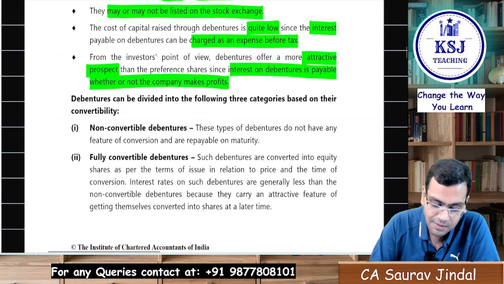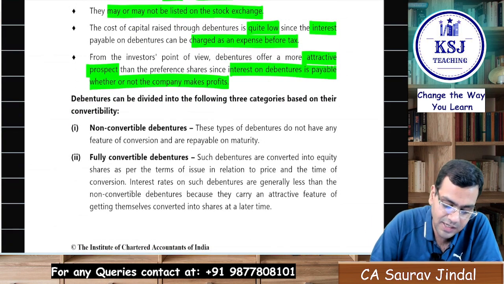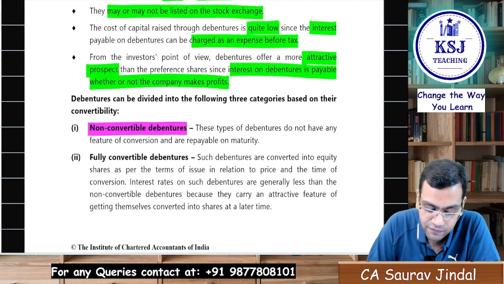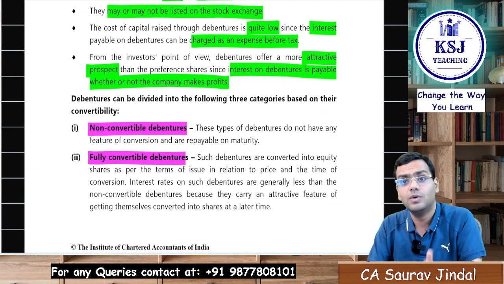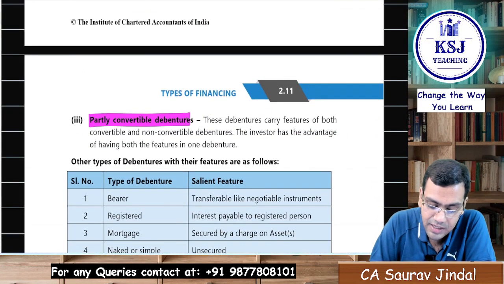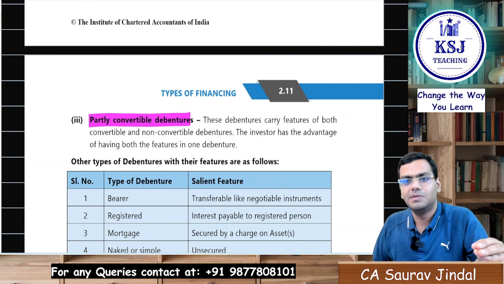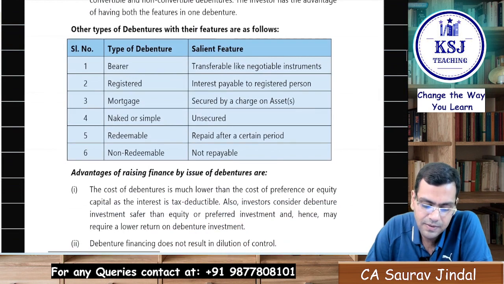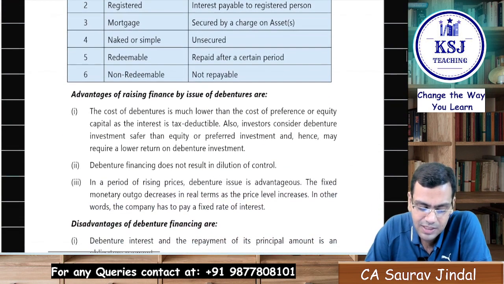So debentures can be non-convertible debentures, that is the debentures which cannot be converted into equity shares or anything. Fully convertible, which can be converted into equity shares after a specified period, and partly convertible, that some part of the debentures can be converted and some cannot be converted. So that depends from company to company. Types of debentures, just go through with it.